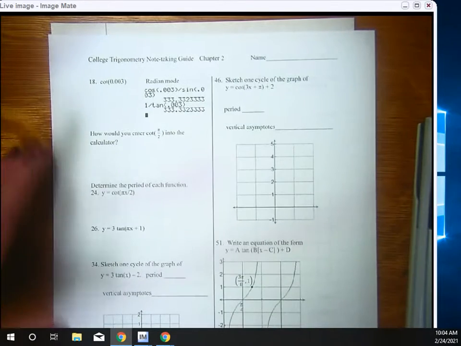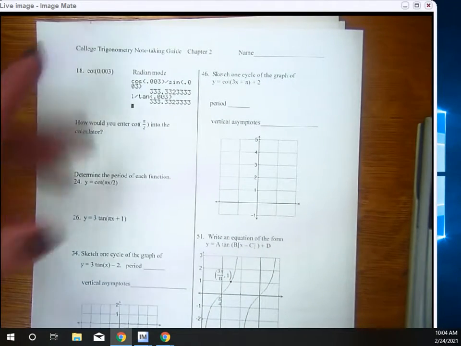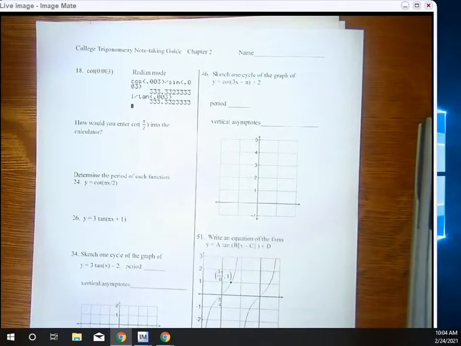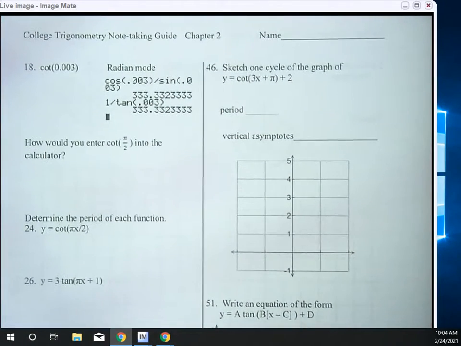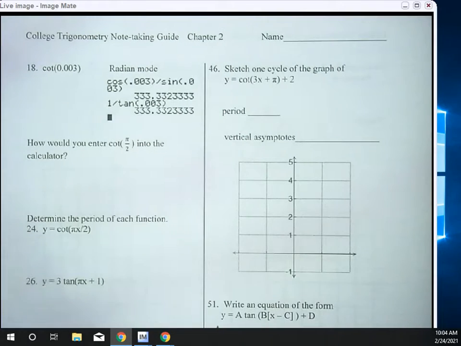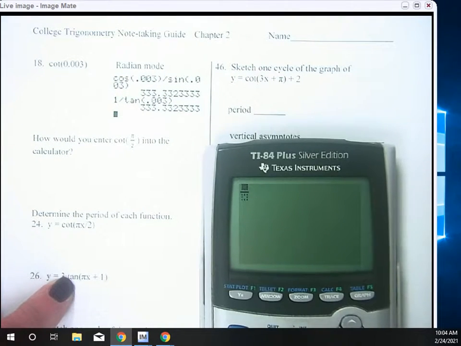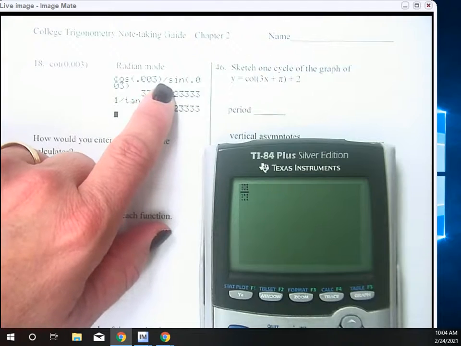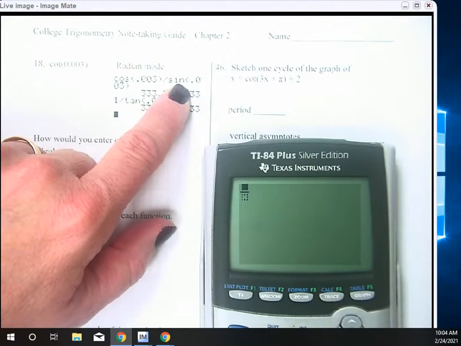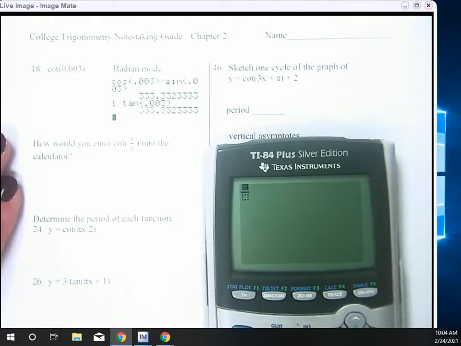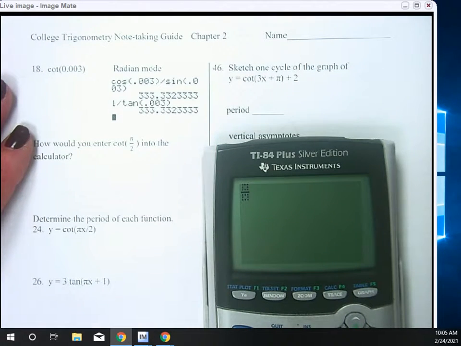On the back side of our note-taking guide, I'm going to show you a couple of different ways on how to type in the cotangent in the calculator. You can either do the cosine, and again, I use my fraction feature. If you do not have the newer updated calculator, you're going to have to type it in with parentheses, the divided by button, and the sine. Or remember, cotangent is 1 over tangent, so you could do tangent.